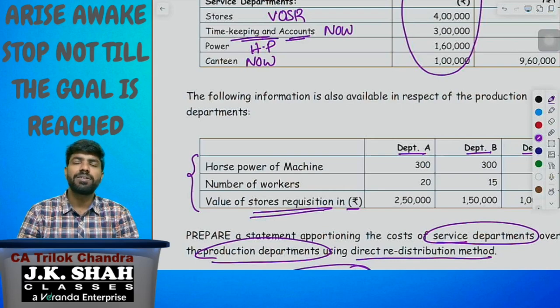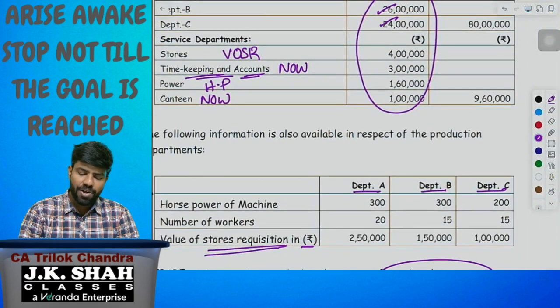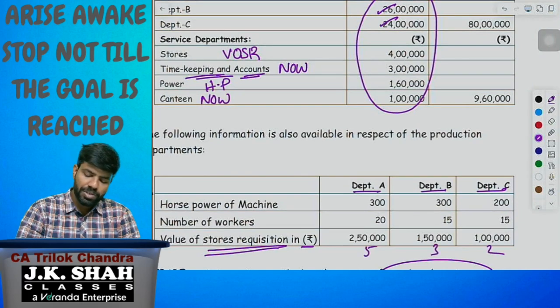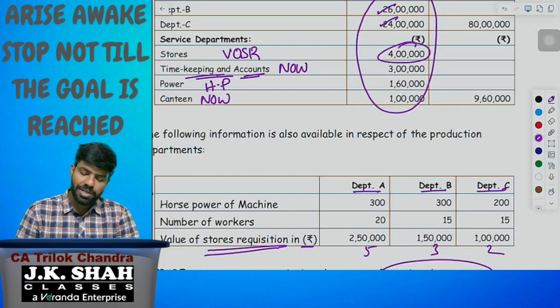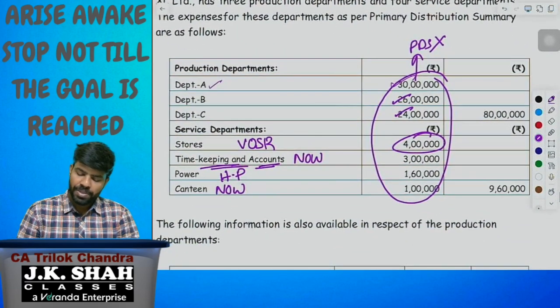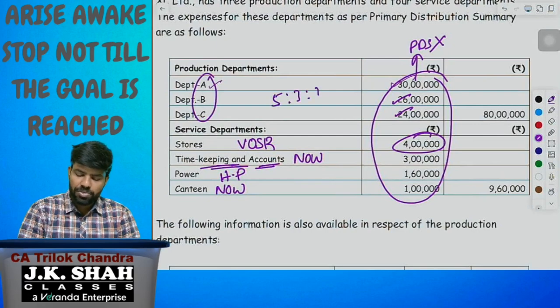So on what basis are we going to apportion? That means the number of workers. Now look here, the value of stores requisition is 2,50,000, 1,50,000, 1 lakh rupees. Commonly we can divide by 50,000, and it becomes 5 is to 3 is to 2. So this 4 lakh rupees will be apportioned to A, B, C, D in the proportion of 5 is to 3 is to 2.